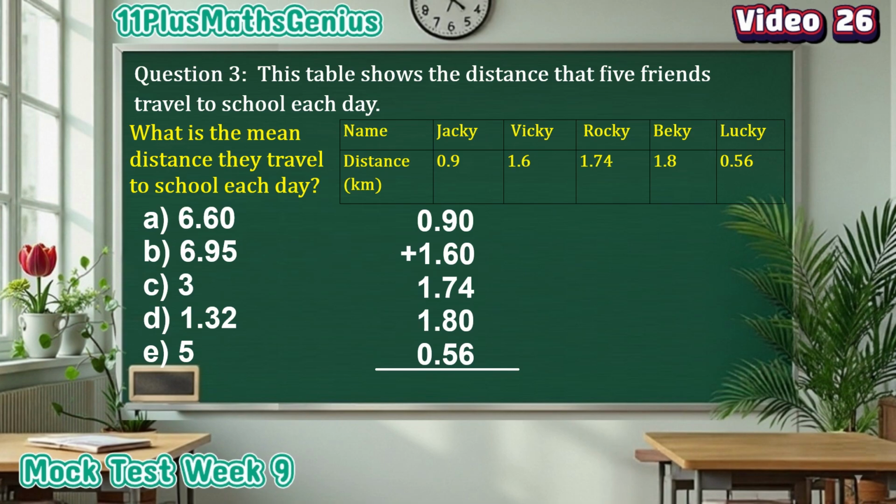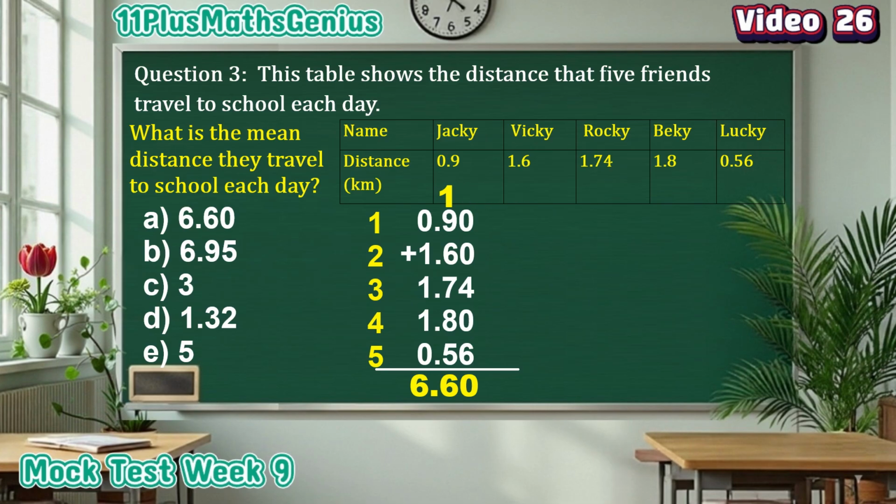Now, to find out the mean distance they travel to school each day, we have to first add up how far these 5 travel, and then divide by 5. So let's add Jackie, Vicky, Rocky, Becky, and Lucky. Let's just ignore the zeros for now. 4 plus 6 is 10, so we write down the 0 and carry forward 1.